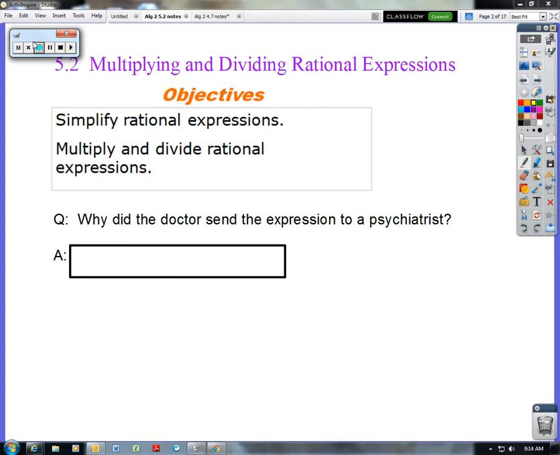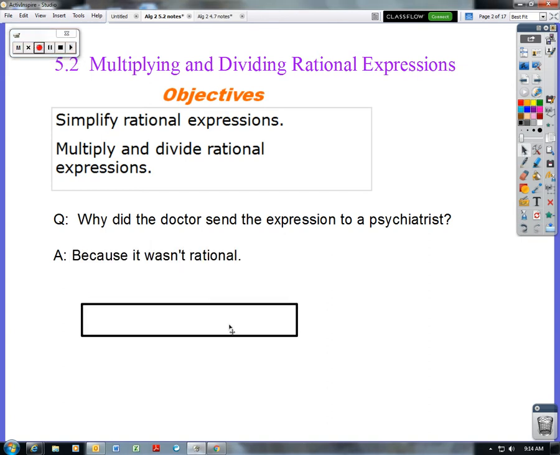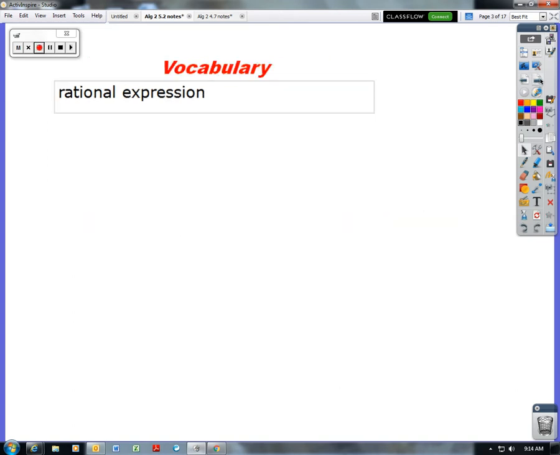Why did the doctor send the expression to a psychiatrist? Because it wasn't rational. That wasn't too bad.